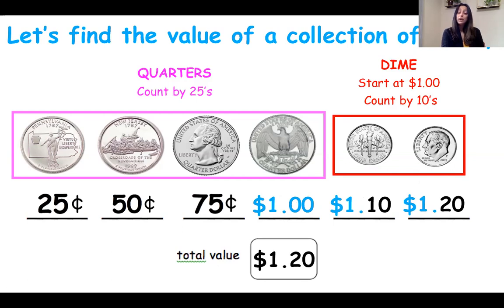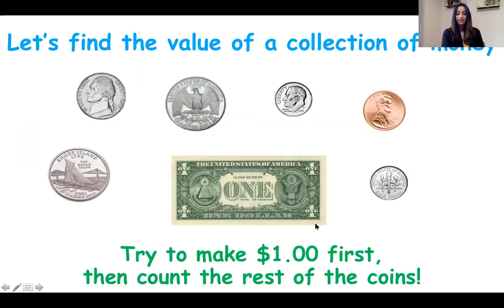So even if you don't have dollar bills, you can still make $1 if you have coins that equal $1 when you put them together. So whenever you have $1, whether it's with coins or with a dollar bill, remember you have to start writing it with a dollar sign and a decimal point to separate the dollars from the cents, okay?